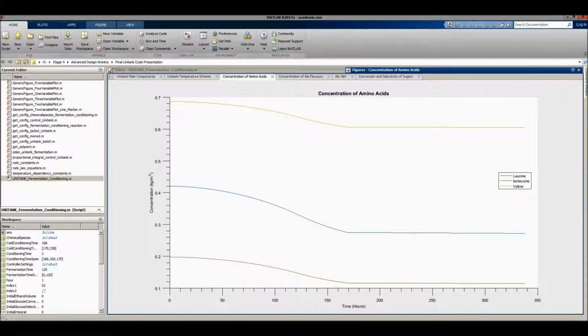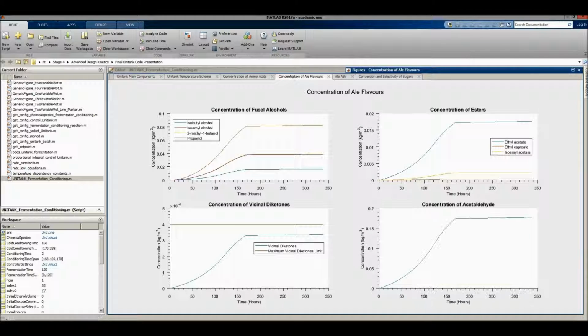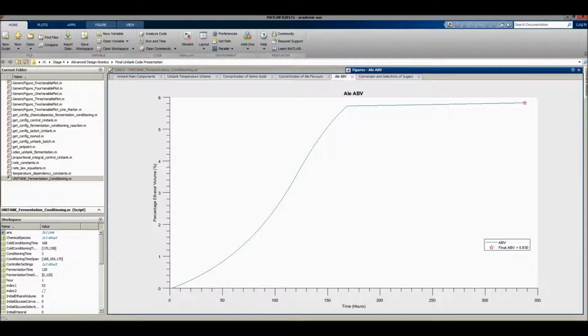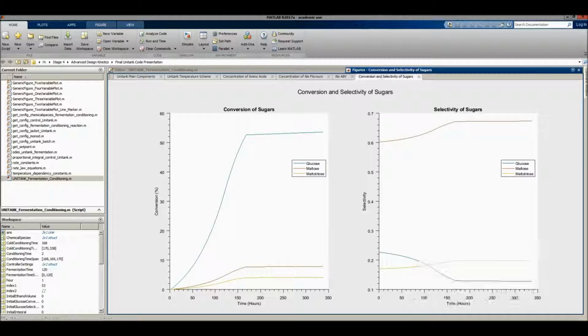This graph shows the concentration of the amino acids within the system, and these 4 graphs show the concentration of the ale flavours. If you look at the concentration of phenyl diketones, that has a maximum limit, and if the concentration were to go above that limit, the flavour of the beer would be ruined. The next graph is for the ale ABV, so you can see that the final value is 5.83, which corresponds to what we were meant to get at the end.